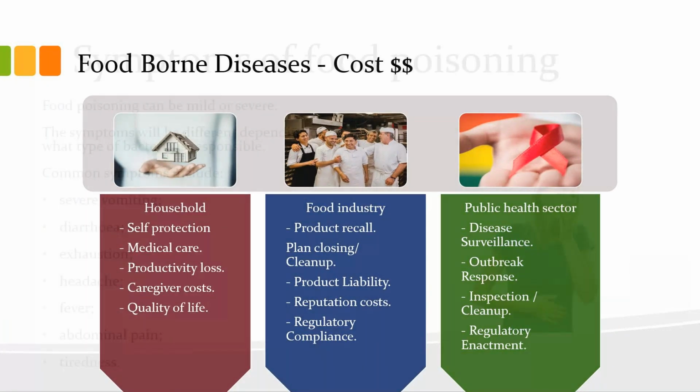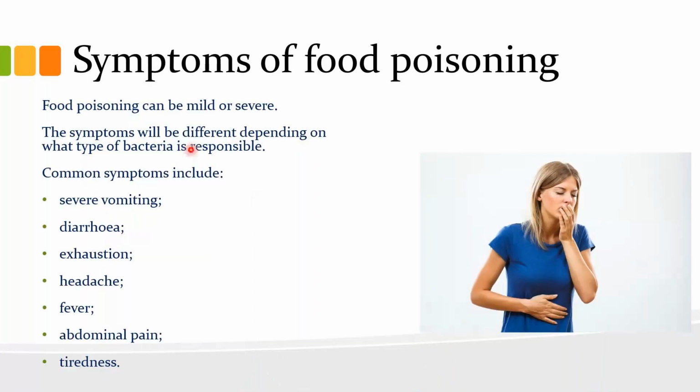So in general, we have some symptoms for food poisoning disease, from severe vomiting, diarrhea, exhaustion, headache, fever, abdominal pain, and tiredness.